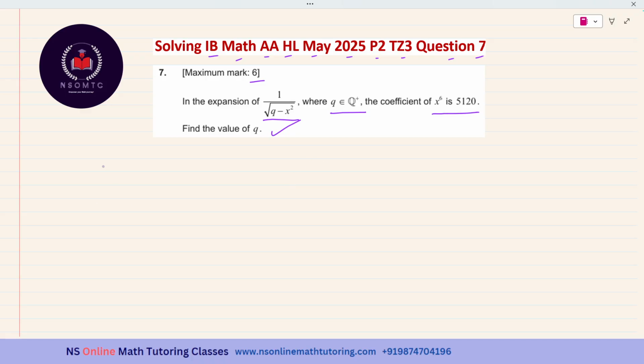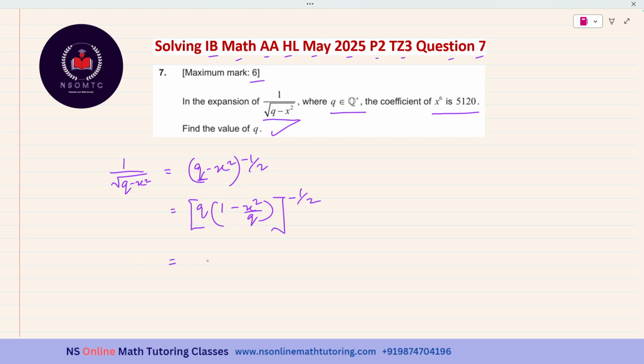So we have to use the binomial theorem formula, and the exponent will be a rational number. First of all, we will write 1 over square root of q minus x squared as q minus x squared raised to the power of negative half. Next, we will make the first term 1. Currently, the first term is q. So I'll write this as q times 1 minus x squared over q, whole raised to the power of negative half.